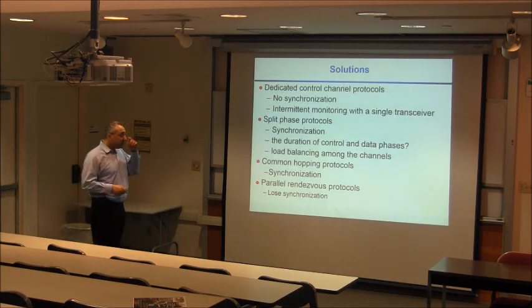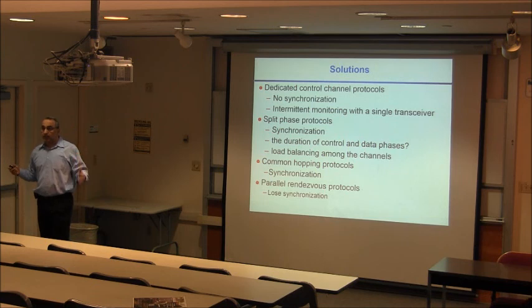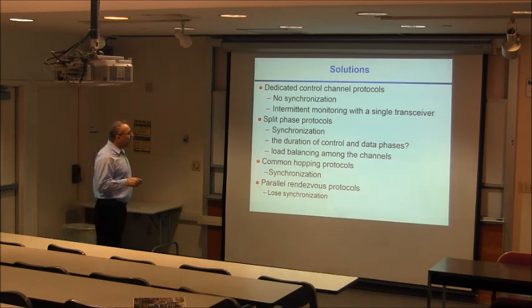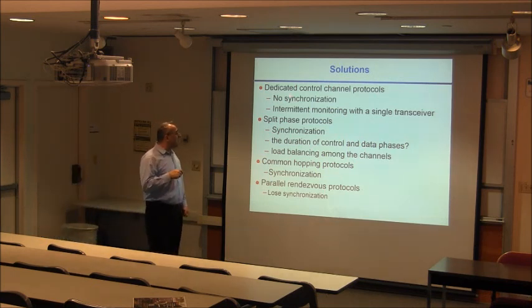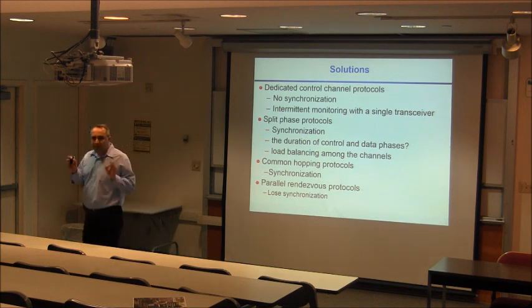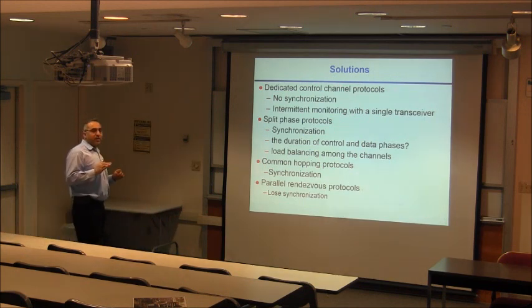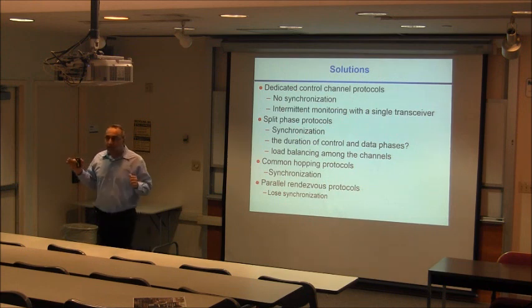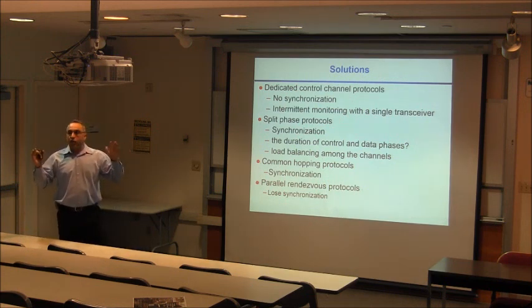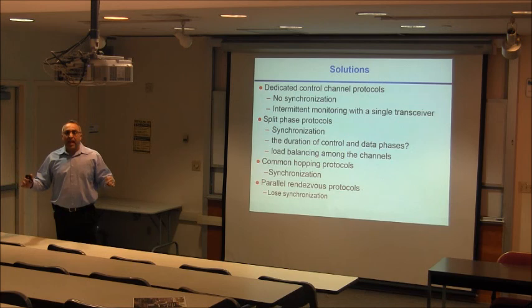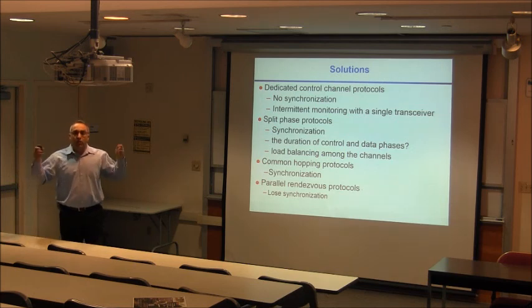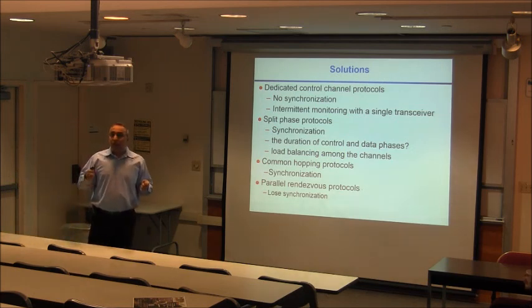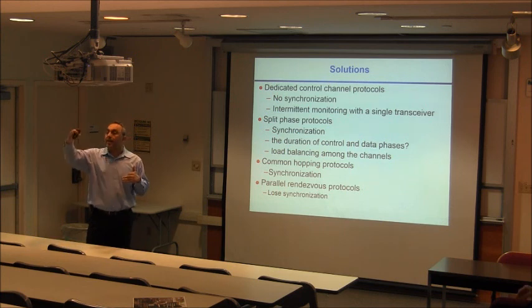So what are the solutions out there? Number 1, and the oldest one, is called the dedicated control channel protocol. This is easy. If you have, let's say, 13 channels, you dedicate channel 1 as a control channel. Then anytime you have a packet to transmit, you come to the control channel and find your peer there. Then choose one of the available channels, go there, make the transmission and come back.